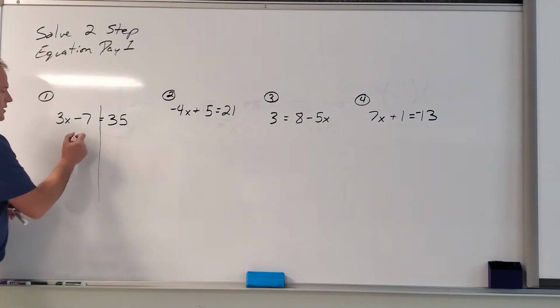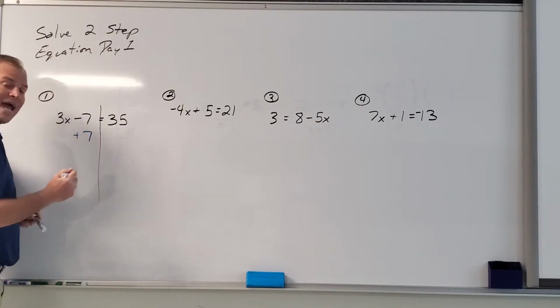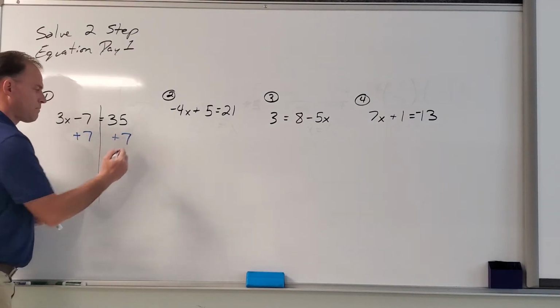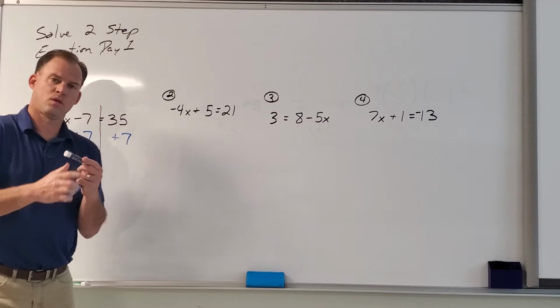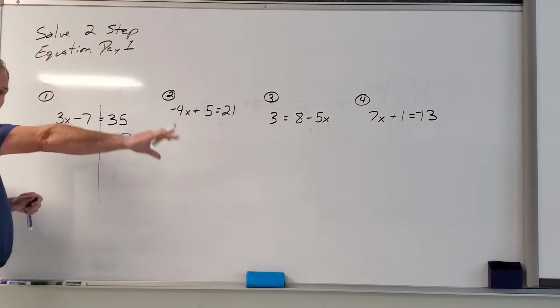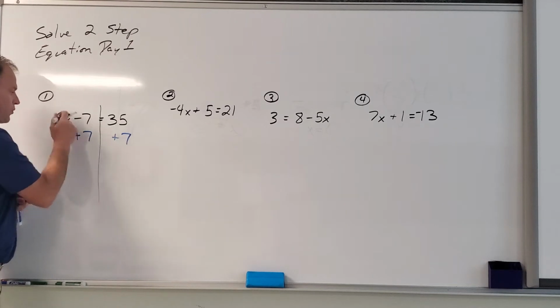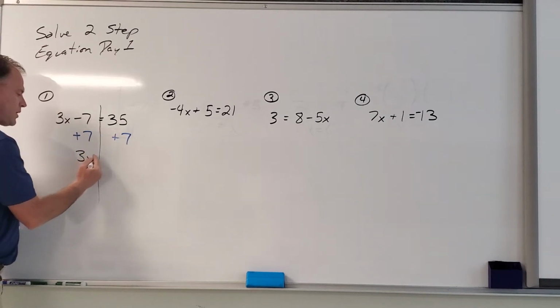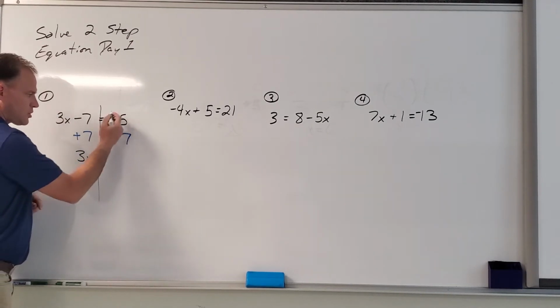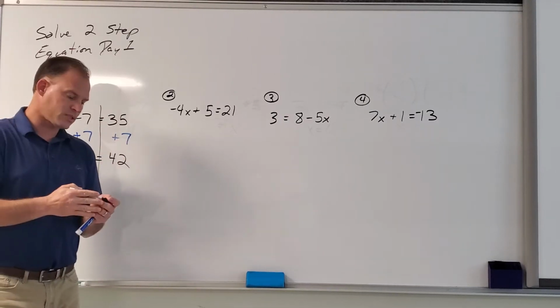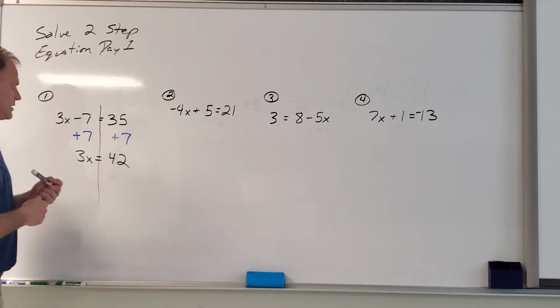The first thing I need to do is add 7 to both sides of the equation. Yesterday there was just an x left. Now minus 7 plus 7, that's still 0, but there's a 3x left. So I bring down the 3x. Combine like terms, 35 plus 7 is 42. So now we have an additional step. I still need to get that variable by itself.